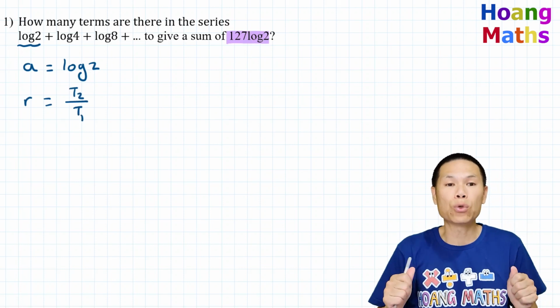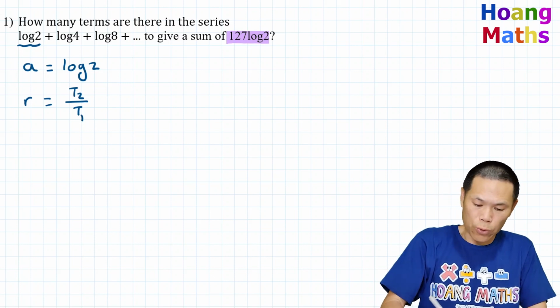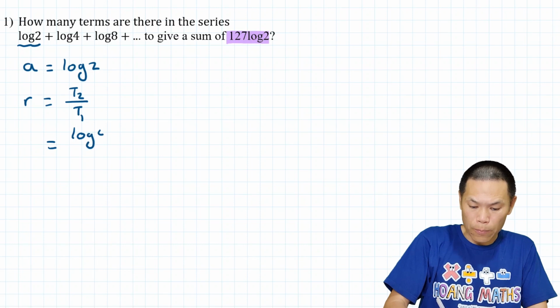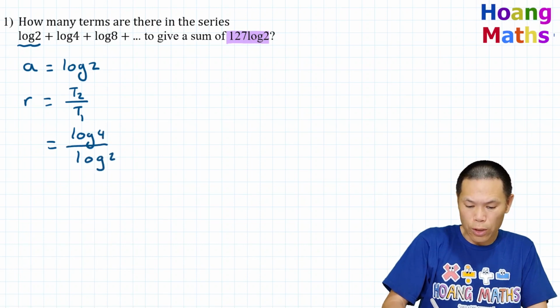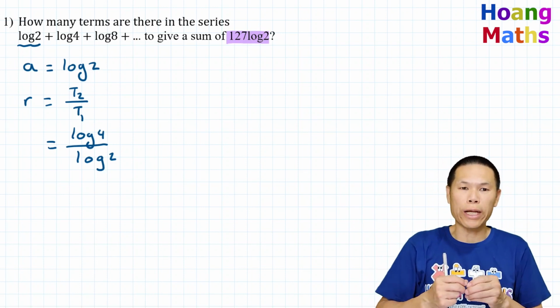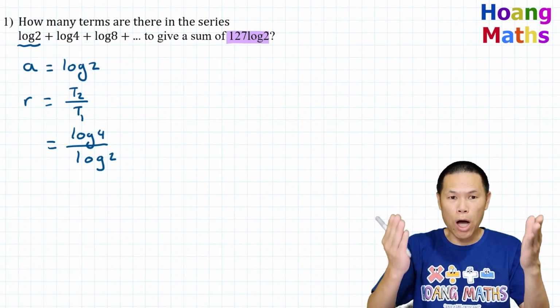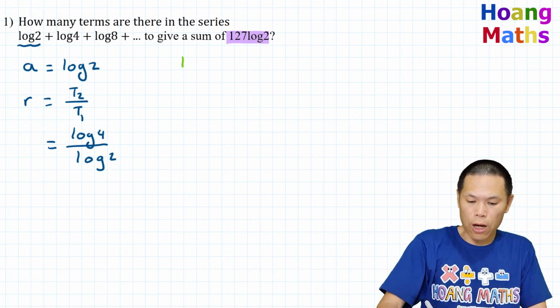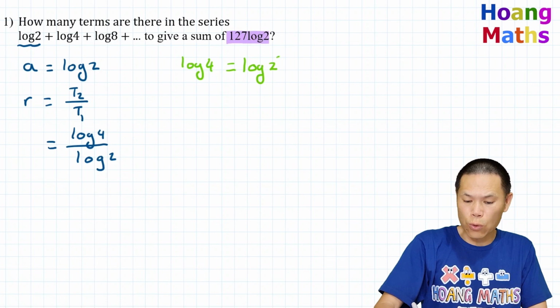Or you can use term 3 over term 2. So we know that term 2 is log 4, and term 1 is log 2. We can simply put it on the calculator and it will give us the answer. Otherwise, we can use log law to simplify this. We know that log of 4, now 4 is 2 squared, so that is the same as log of 2 squared.